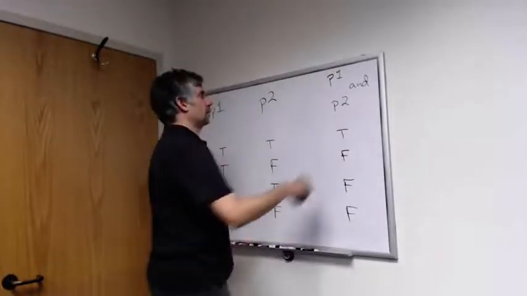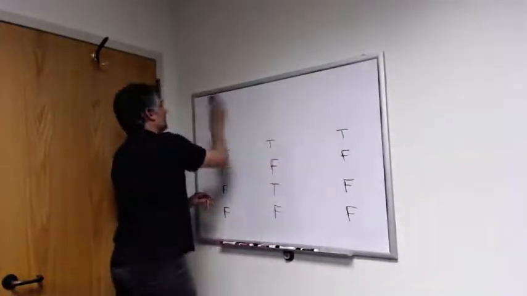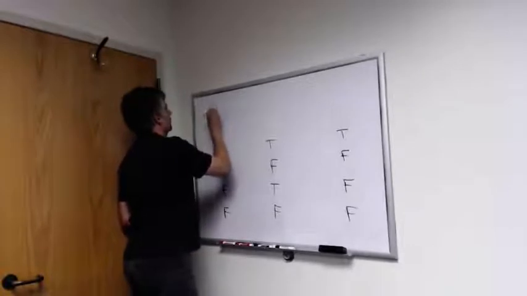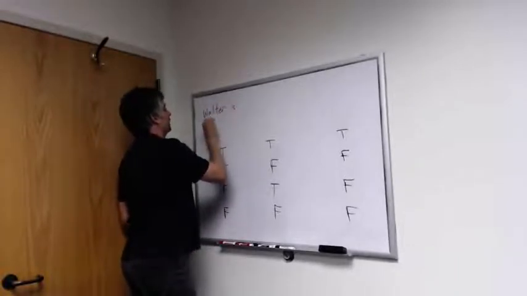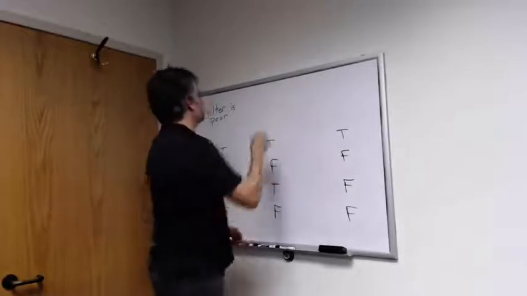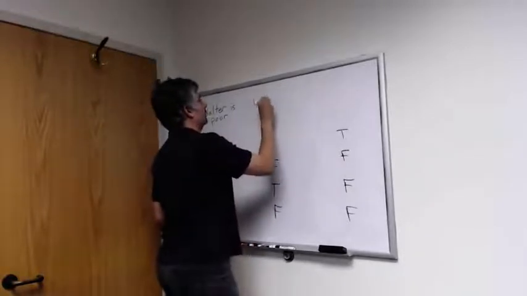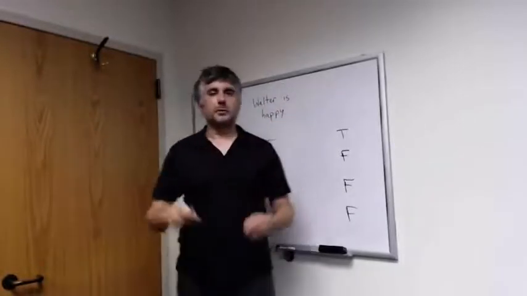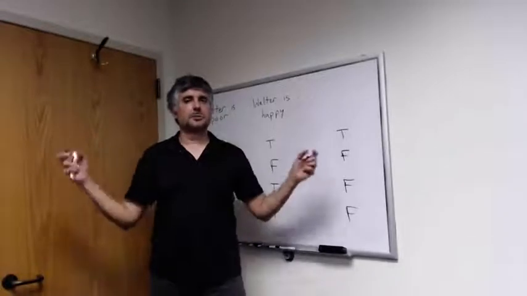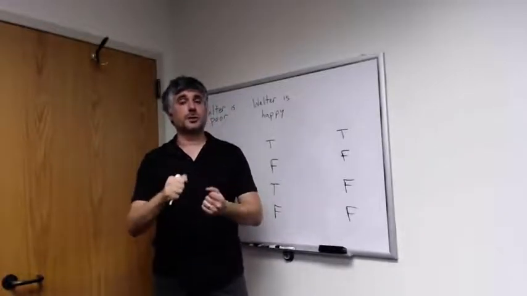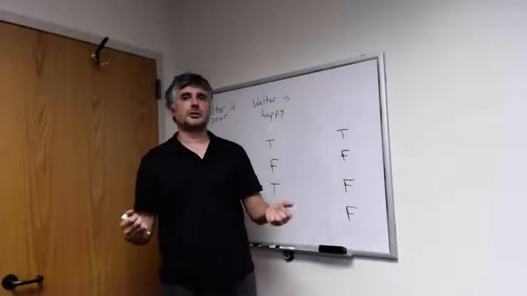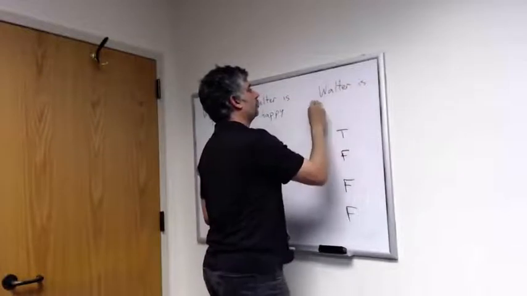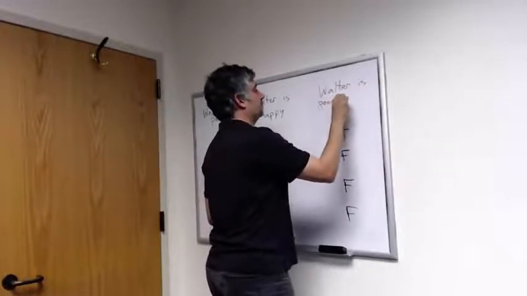Let's take an example so I can illustrate. Let's suppose for P1 we use the proposition Walter is poor, and for P2 we use the proposition Walter is happy. Then we use the truth functional connective and to put those two propositions together into a new proposition. And the new proposition is going to be Walter is poor and happy.